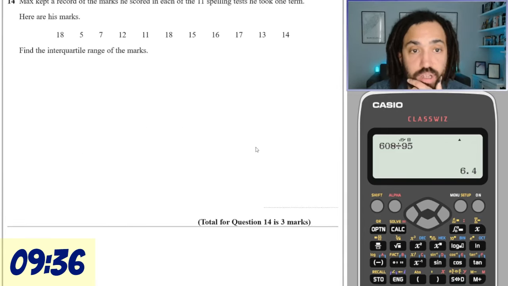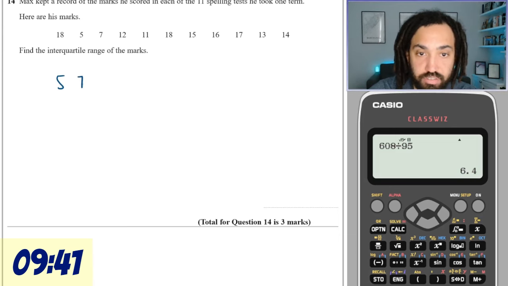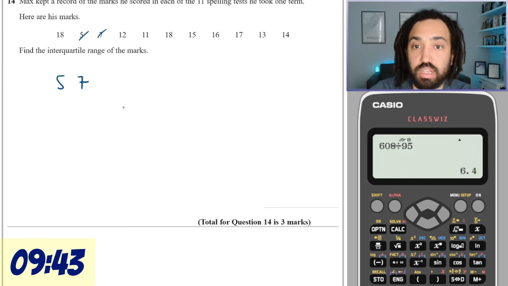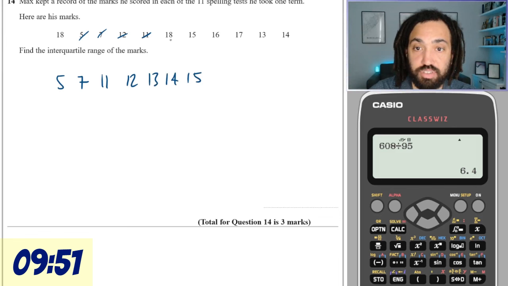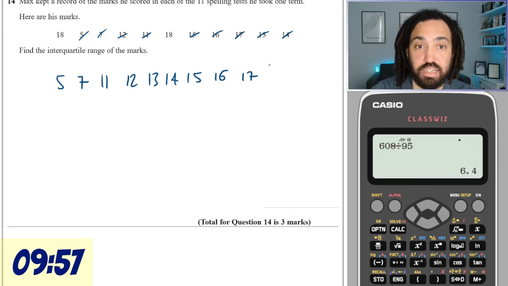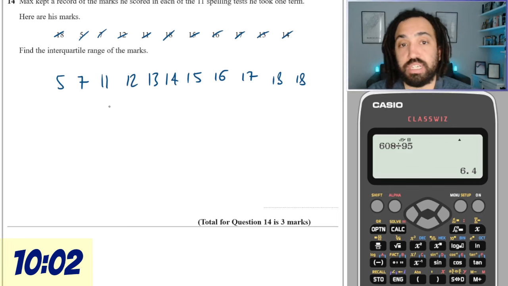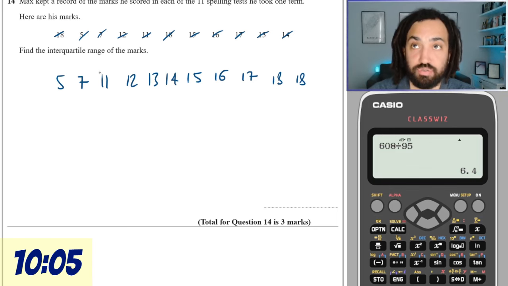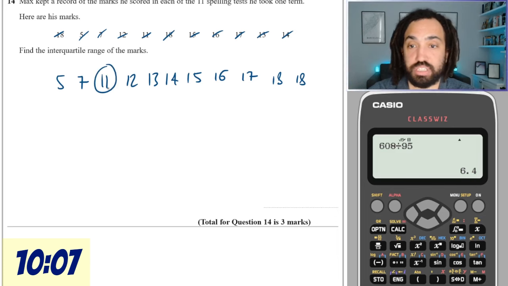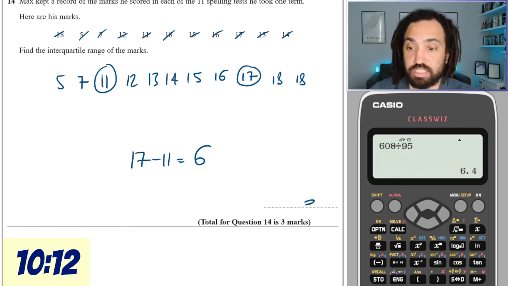Bosh. Okay, interquartile range. Oh my, they're not in order. How annoying. Right, 5, 7, cross them off as you go. 11, 12, 13, 14, 15, 16, 17, and 18. How many are there? There are 11. So if I add 1 to it, it's 12 divided by 4, because it's quartiles, it's the 3rd position, and therefore it would be the 9th position for the upper one. So that will give me a total of 6.